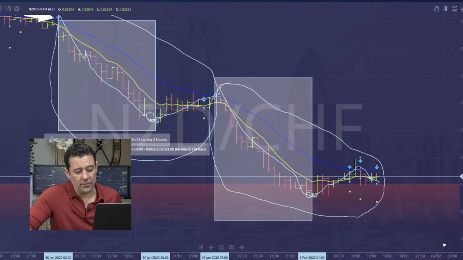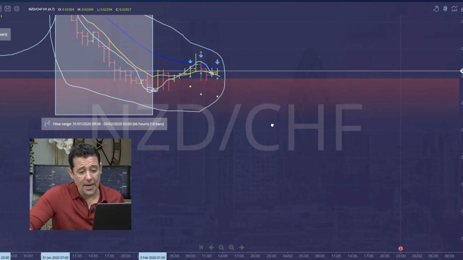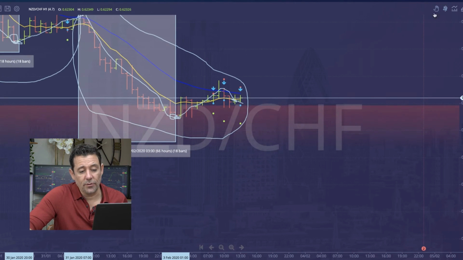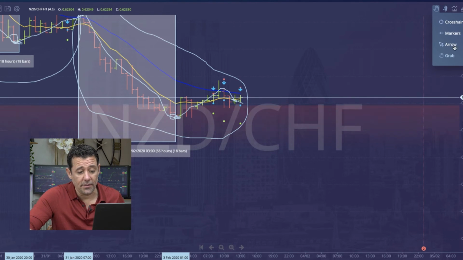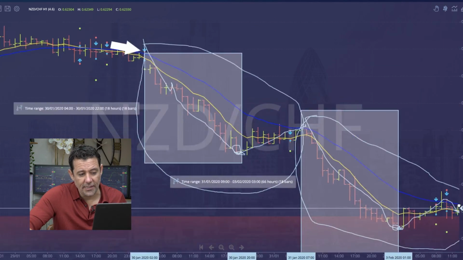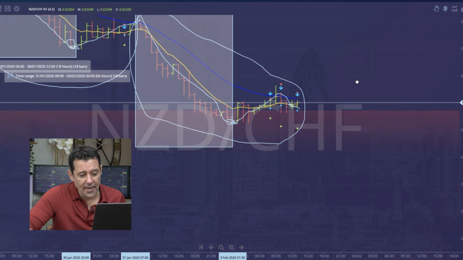Notice how I moved the chart on Smart Charts 2 right out of the way because I'm using what's called a grab tool. If you look at the options for how I can change my cursor, I can go from crosshairs to markers to arrow to grab tool. Grab tool literally means I can move the chart anywhere I like. So I'm putting it here.